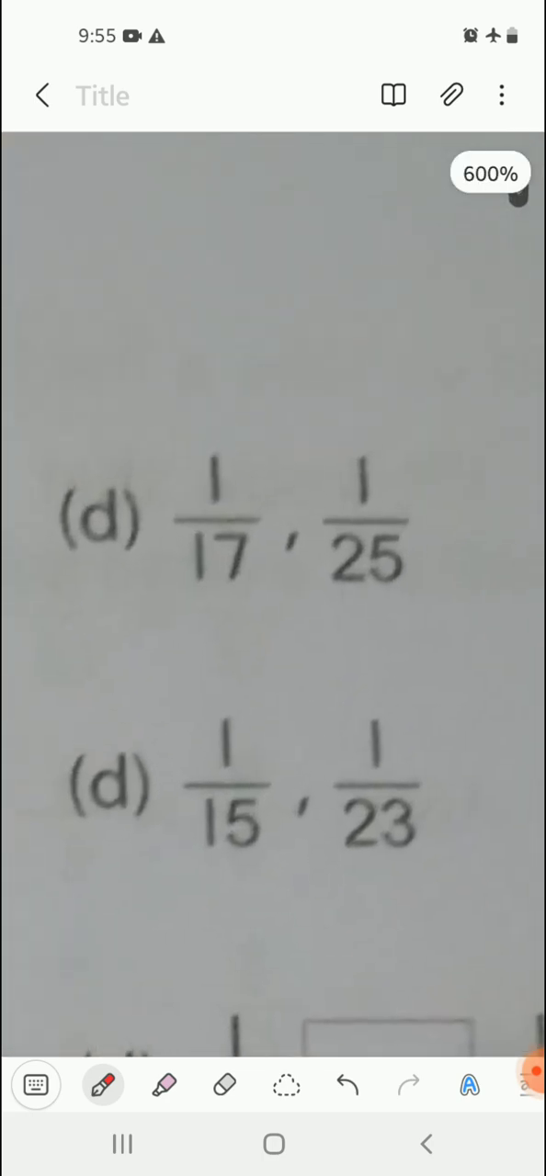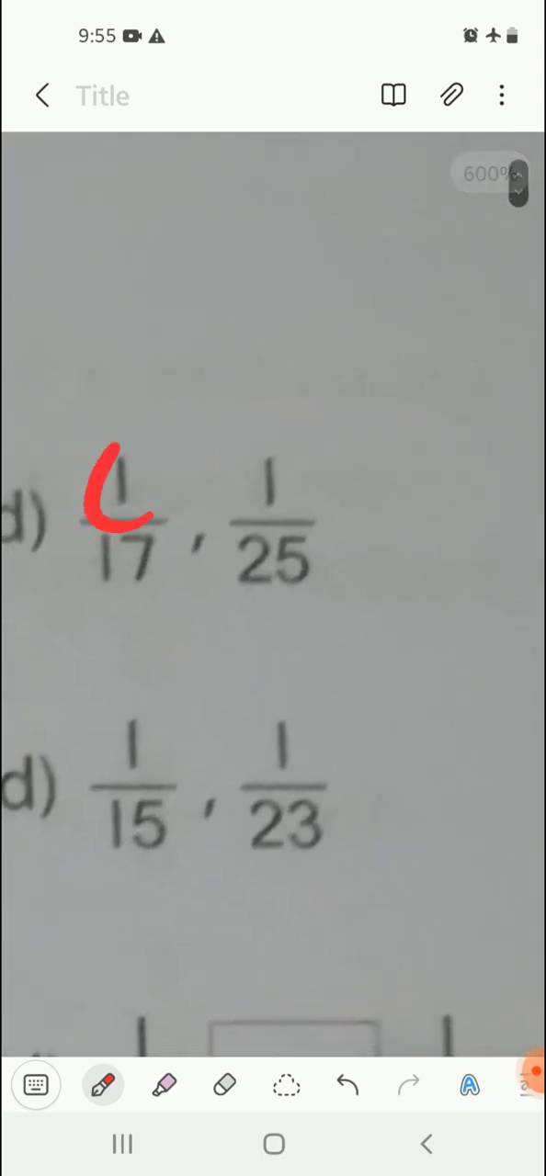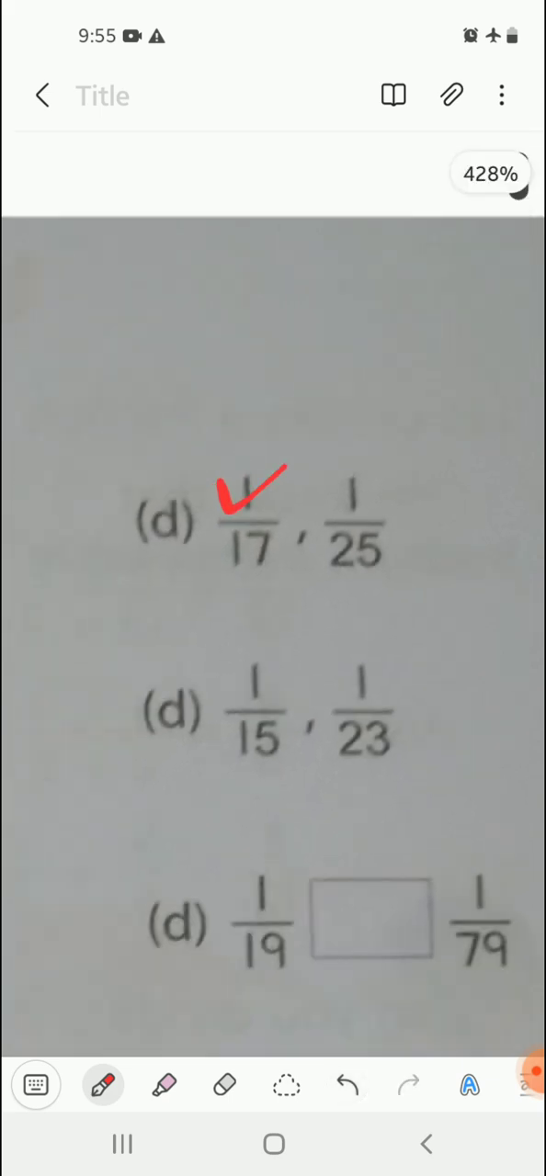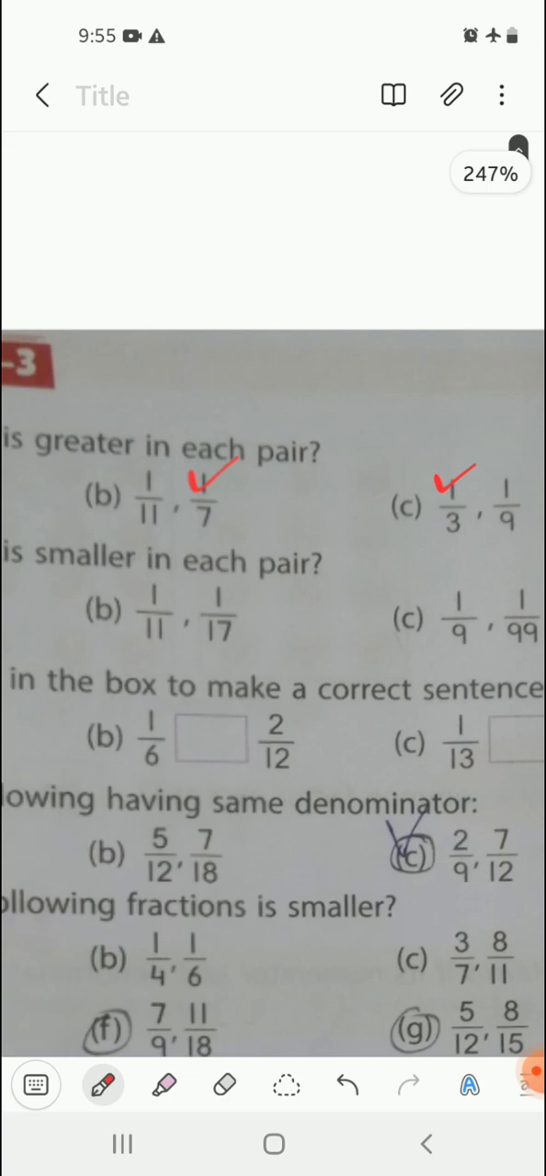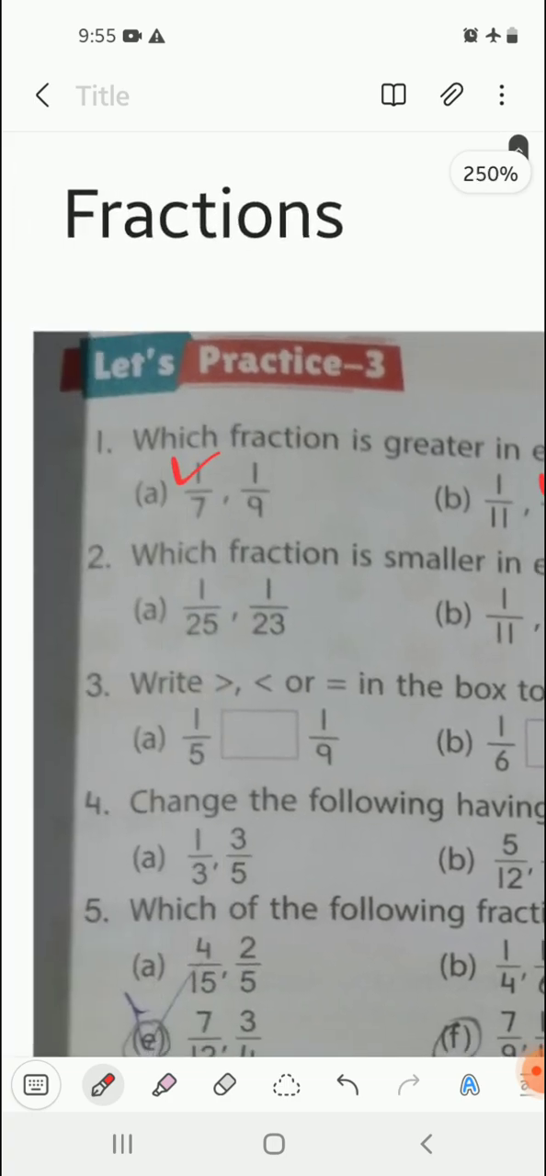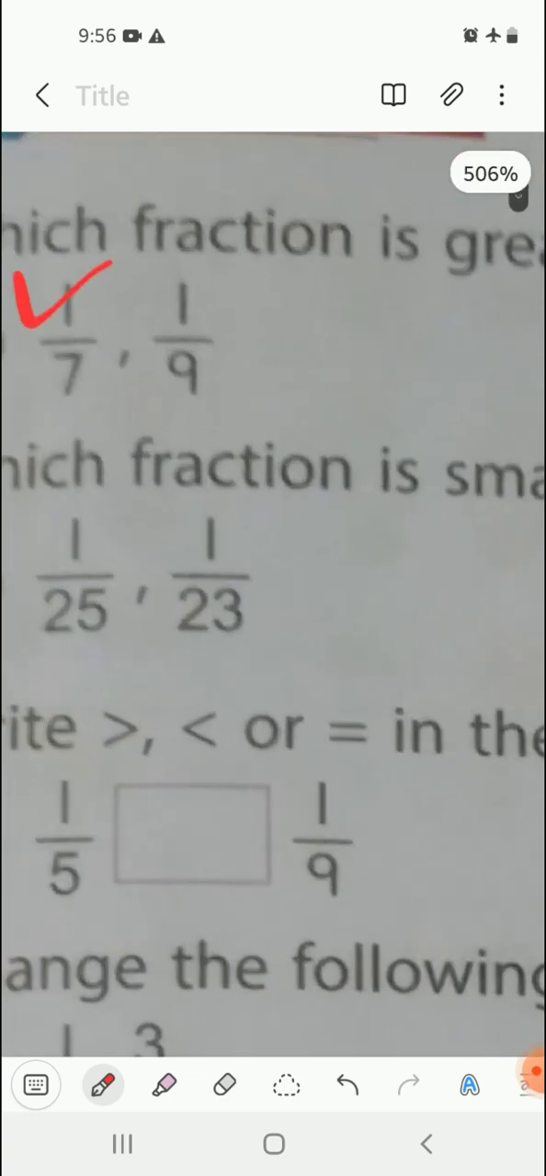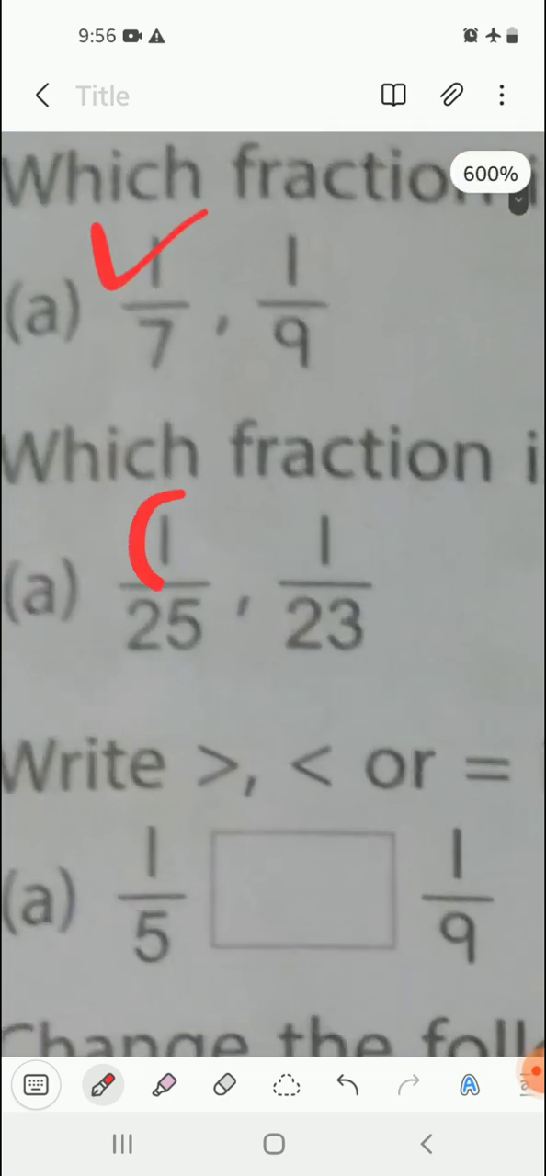Similarly, number D, 1 by 17 and 1 by 25, again the same numerator. So, 1 by 17 is the greater fraction because 17 is smaller than 25. We will move to the next question. Which fraction is smaller? Now we will find out the smaller fraction. Again here, both the numerators are 1, the same numerator. So, we will compare the denominators.